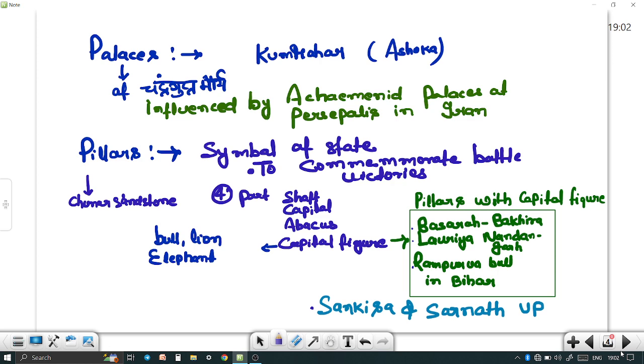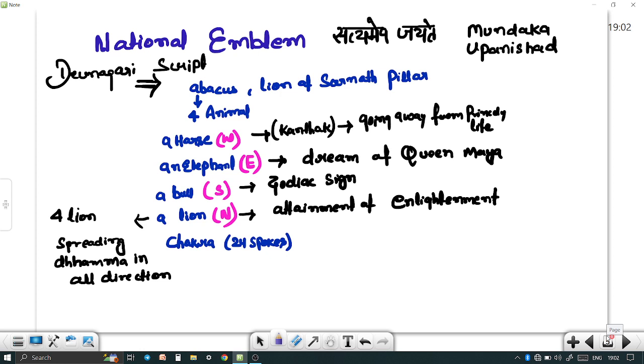Now we will talk about the national emblem. The abacus and lion capital is a part of the Sarnath pillar that formed the official national emblem. In this abacus of the Sarnath pillar, four animals are present, and they represent the four directions. A horse is in the west, an elephant is in the east, a bull in the south, and a lion in the north.